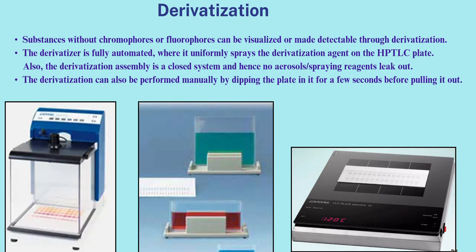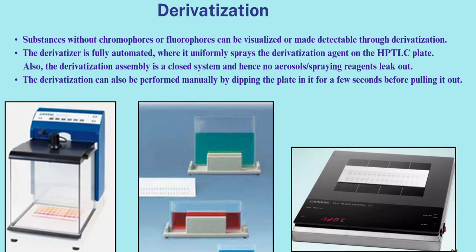The next step is derivatization. Some phytoconstituents have weak absorption in UV. In such cases, the plate is treated with a suitable derivatizing agent. For example, for terpenoids and steroids, we can use anisaldehyde sulfuric acid as a derivatizing agent. For alkaloids, Dragendorff's reagent, and for phenolic compounds, we can use ferric chloride reagent.